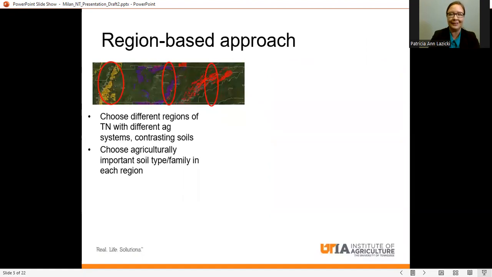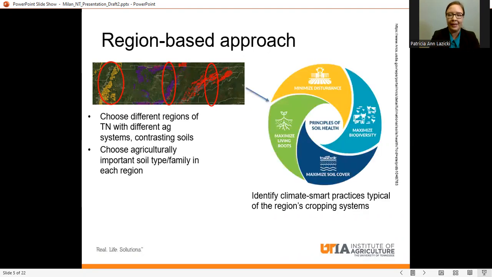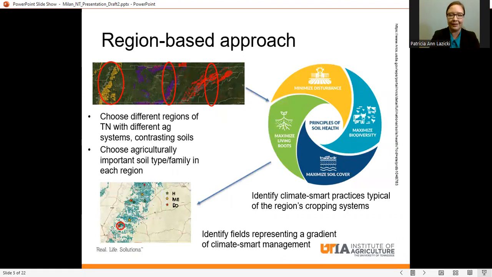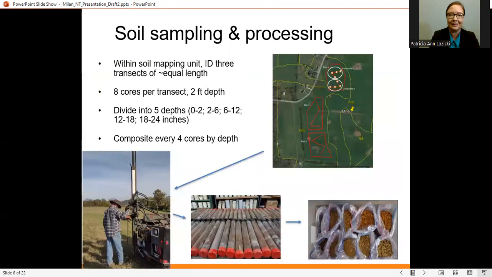So in this project, we took a region-based approach. We chose different regions of Tennessee with different ag systems and contrasting soils. And then within each region, we chose an agriculturally important soil type or family. And then for those cropping systems, we identified some climate smart practices that are typical, and then identified fields within each soil type that represent a gradient of those climate smart management practices.